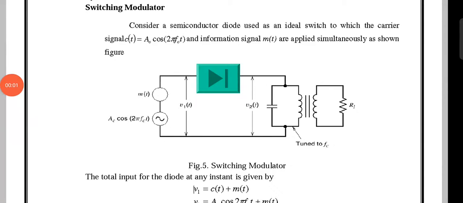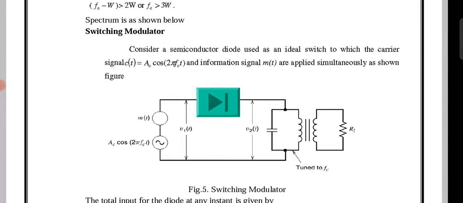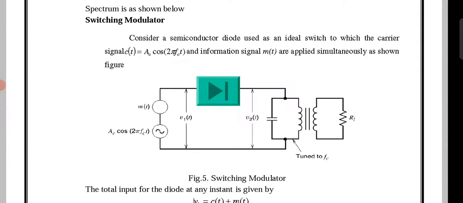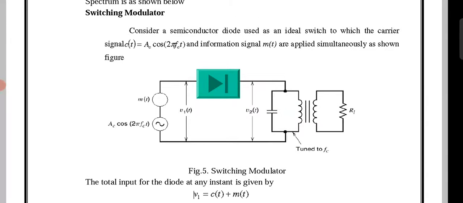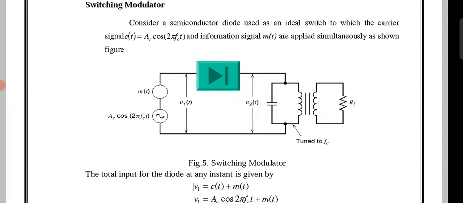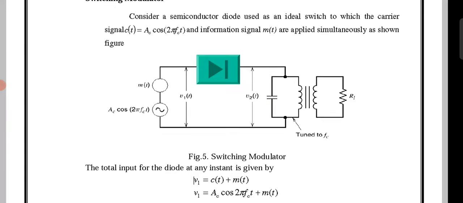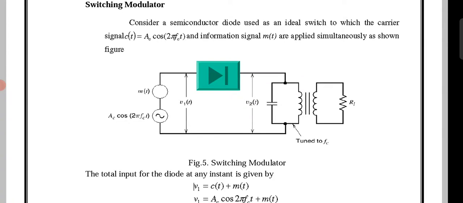Welcome back. Now our topic is the switching modulator. This is another technique to generate the amplitude modulating wave. In the previous class we discussed the switching square law modulator, and now we discuss the switching modulator. Let us consider a semiconductor device as a switch at that instant.